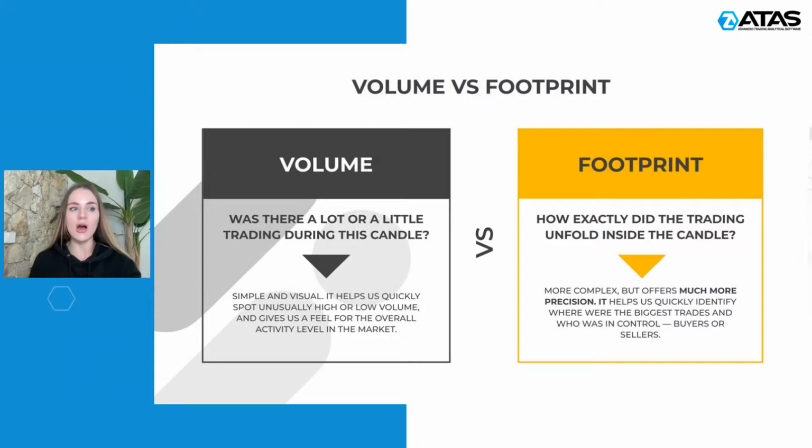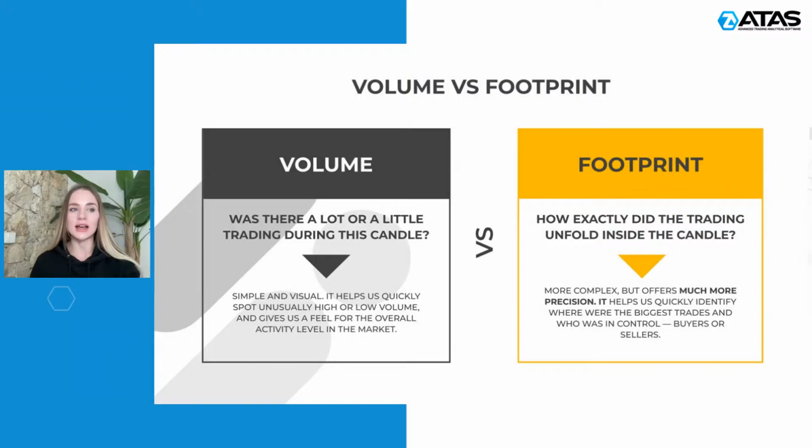Now, the question is, how are these tools different in practice? Okay, so vertical volume shows those volume bars under your chart and answers one main question: was there a lot or a little trading volume during this specific candle or period of time? Every single Japanese candlestick is adjusted to a certain period of time, so it helps us quickly spot unusual low or high activity, right?